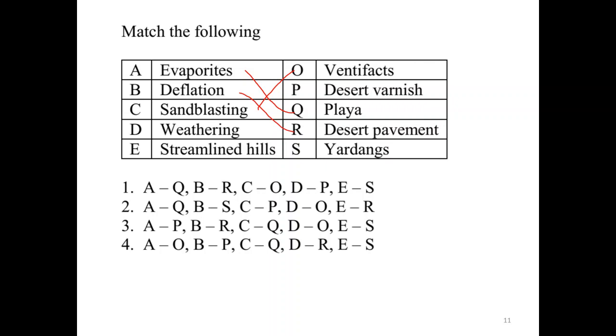Weathering, we all know what is weathering. It is the breakage of the coarser fraction into finer ones. When this weathering continues for a longer time, what we get is the desert varnish, and thus it leaves us with streamlined hills. They are yardangs. So if we go by the options, the correct option is 1.